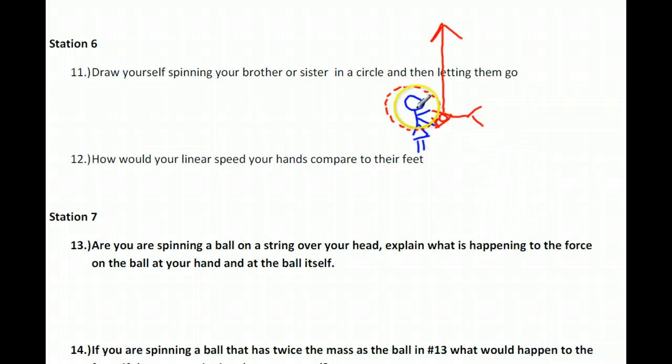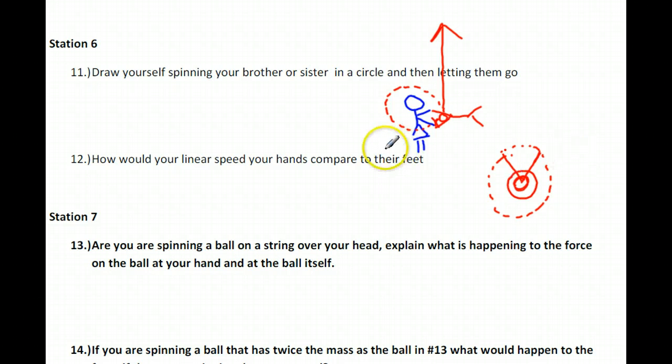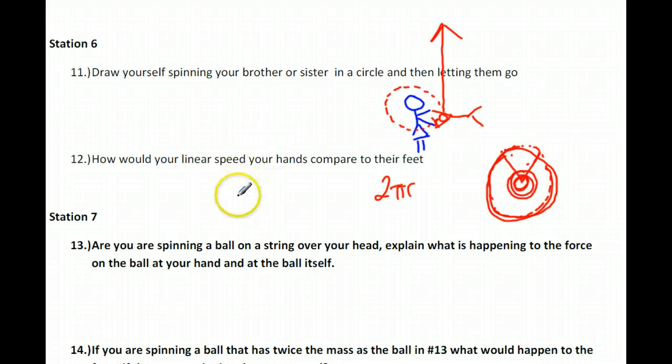And how would your linear speed of your hands compare to your feet? So if you think about it, your arms are out. So I'm going to draw, this is my head, these are my hands, and my arms are forming that circle, right? My feet are down here, making a circle down here. So you got to remember 2 pi r, you know, the whole circumference thingy. So if you look, this is a bigger circle than this. So this is more distance than this is, but it takes the same amount of time.